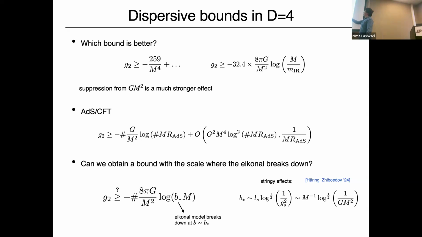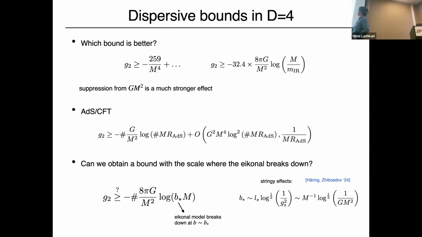So in practice, this is still kind of a better bound if you have some physical input for the IR cutoff. And another place you can think about this bound is in AdS/CFT, where you have a natural IR cutoff, which is the AdS radius. And so in that case, you'll basically get some bound like this, where this log just becomes a log like this.